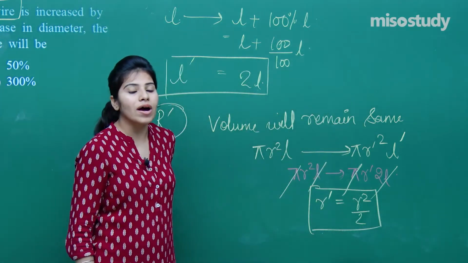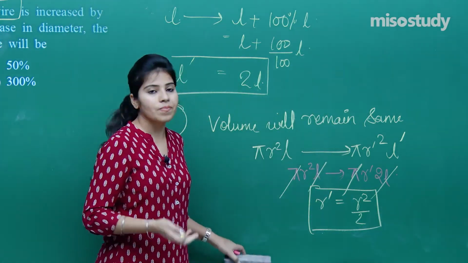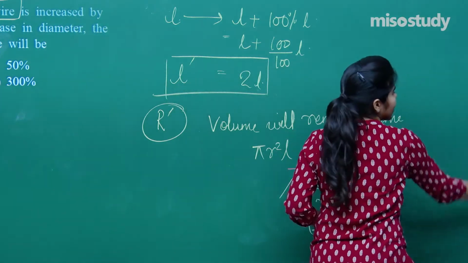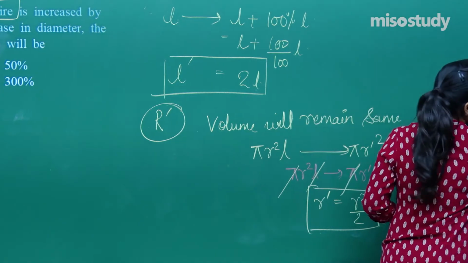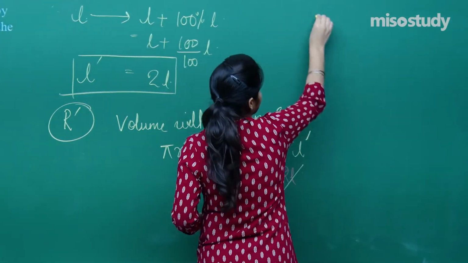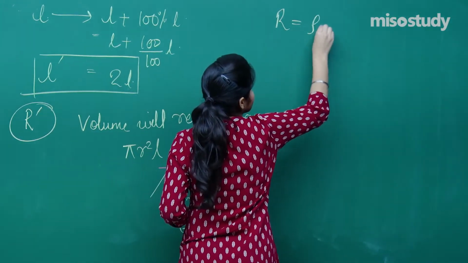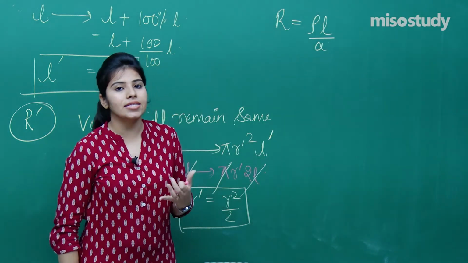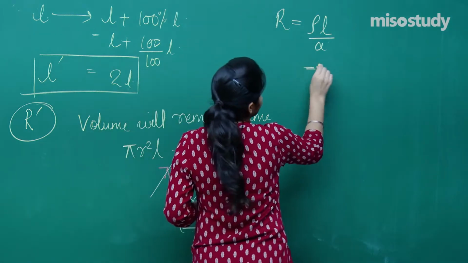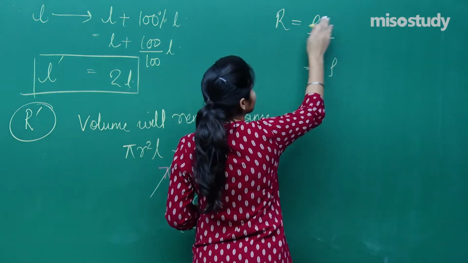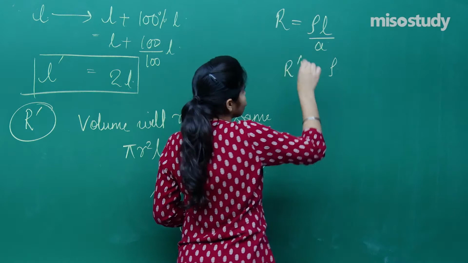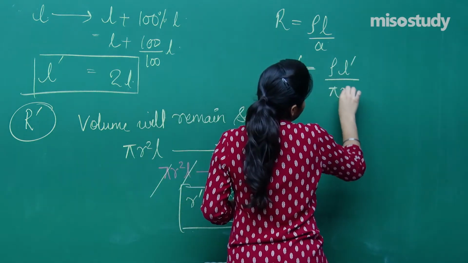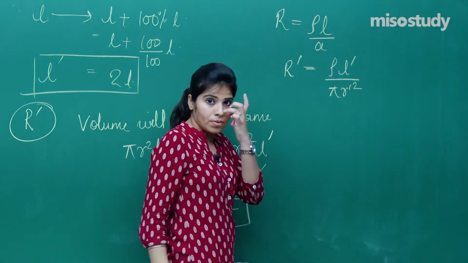Now, because I have to find out the change in the resistance. So I am having length, I am having radius. Can I now find the change in resistance? Definitely. Because I know that resistance is rho L upon A, where L is the length and A is the area. Earlier this was rho L by A. But if I talk about R dash, that will be rho L dash by pi R dash square, right?